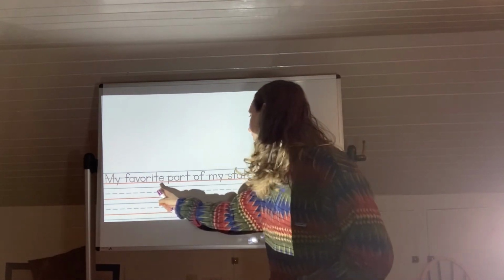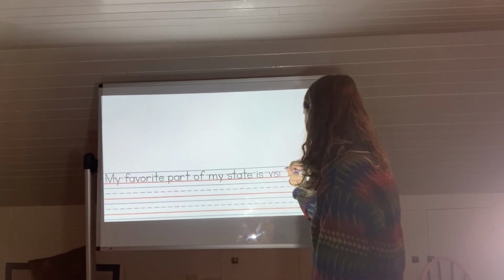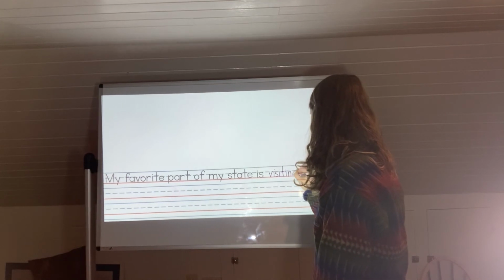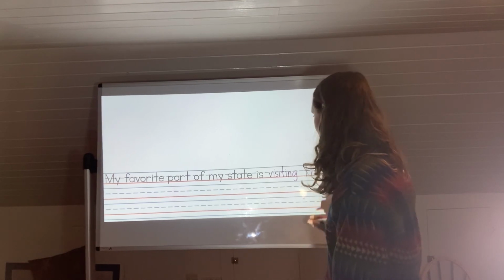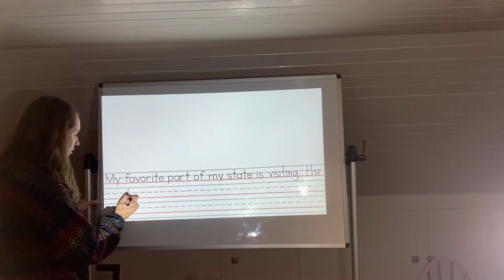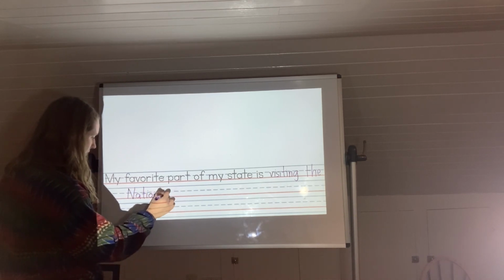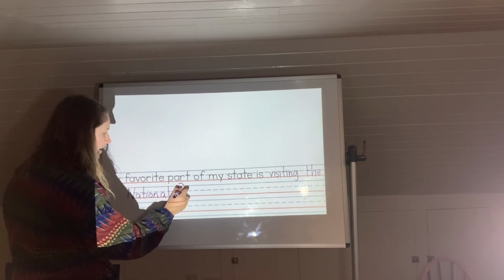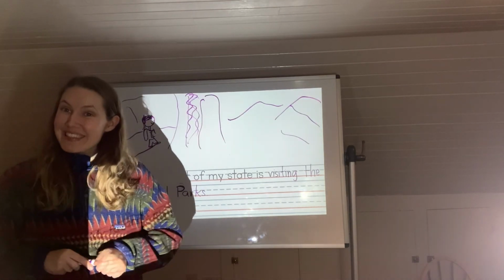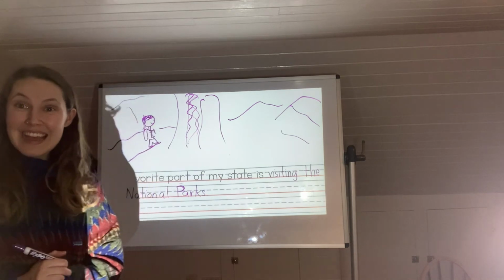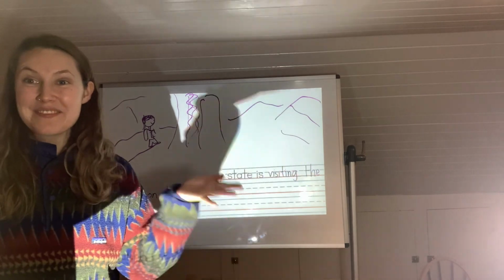So I'm going to say my favorite part of my state is visiting the national parks. And it is a name, so I'm using uppercase letters for National and Parks. So that's my quick sketch, just showing you what you could do and giving you some ideas for your journal today. All right, I can't wait to see what you all love about our state of California.